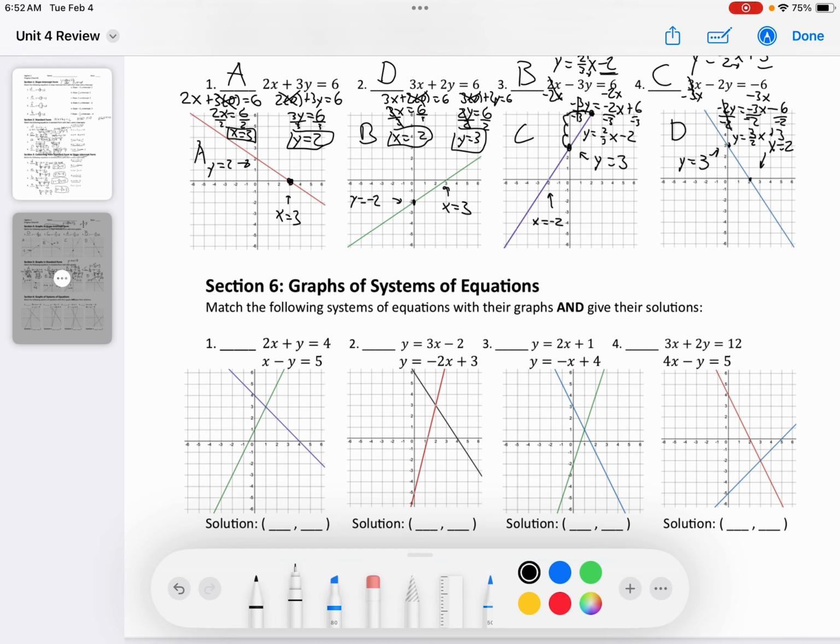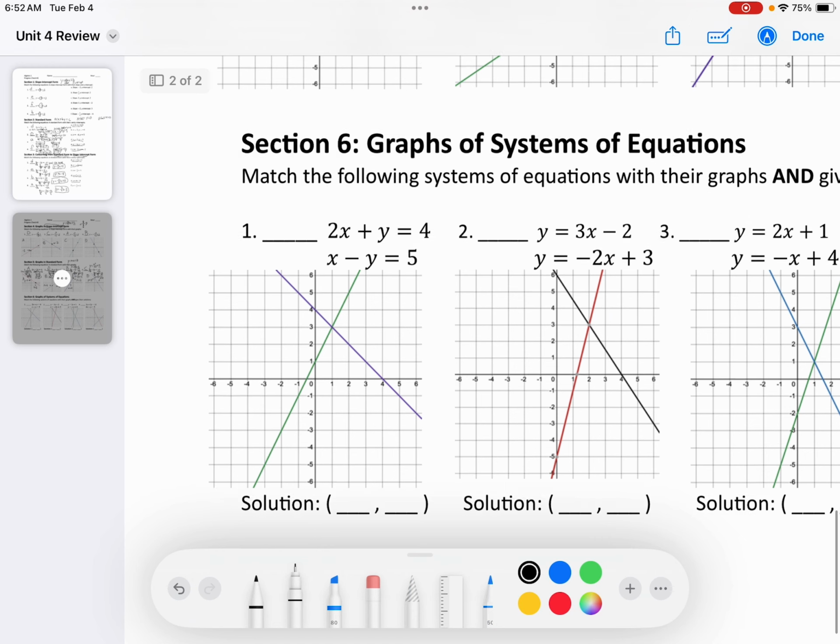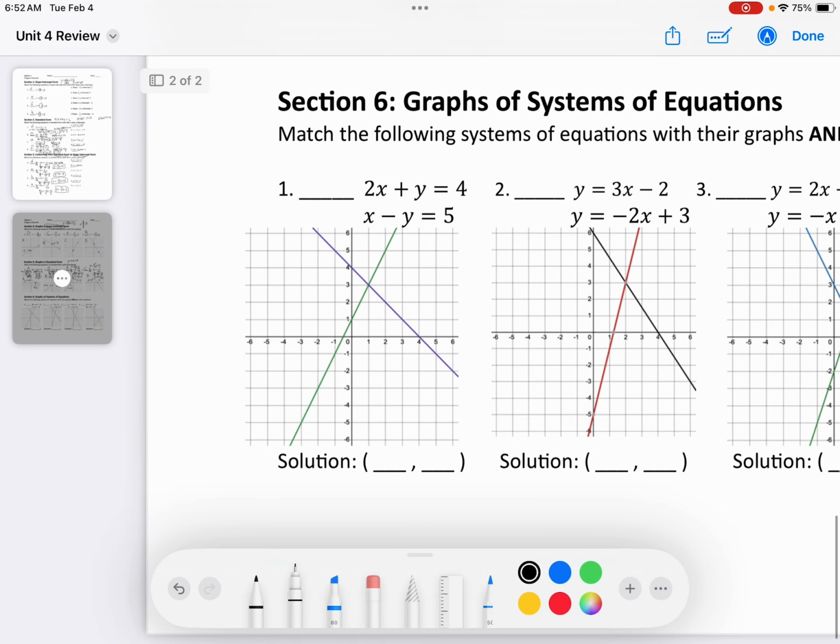So for problem 1, we have the equation 2x plus y equals 4 and the equation x minus y equals 5. These are in standard form, which means that there's 2 ways we could solve them, and I'll solve one of them in each different way.